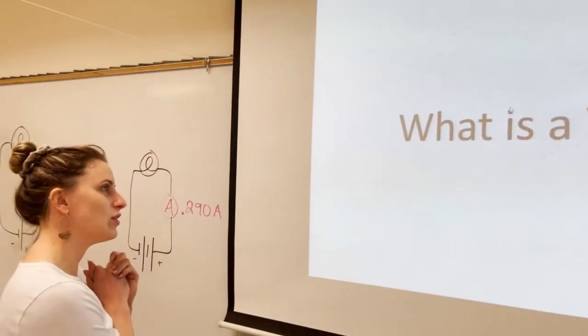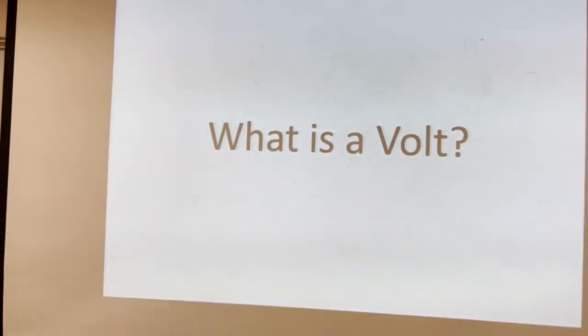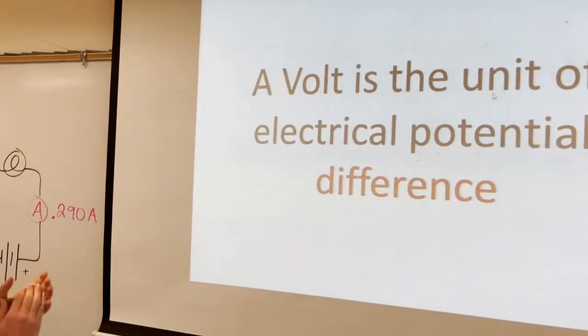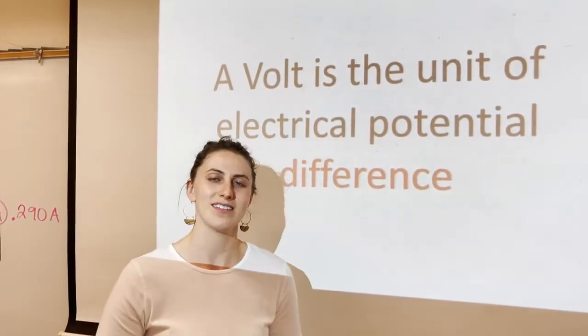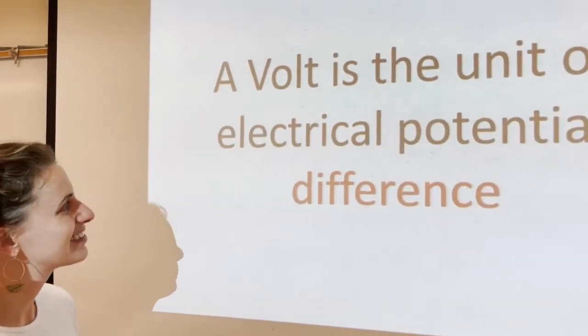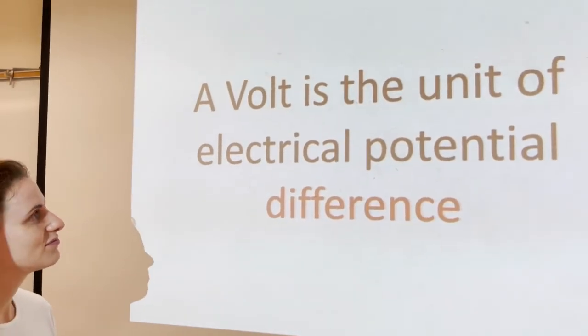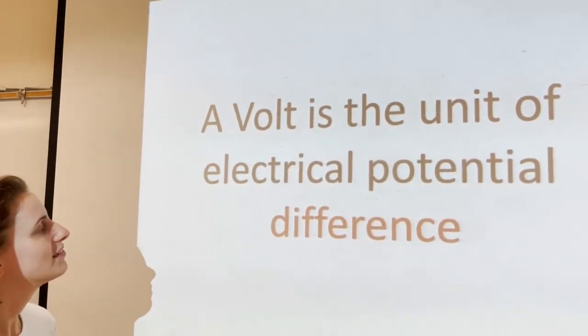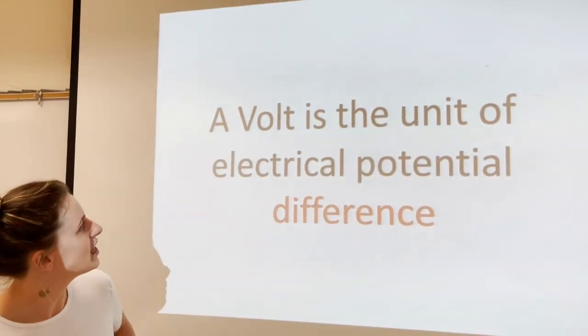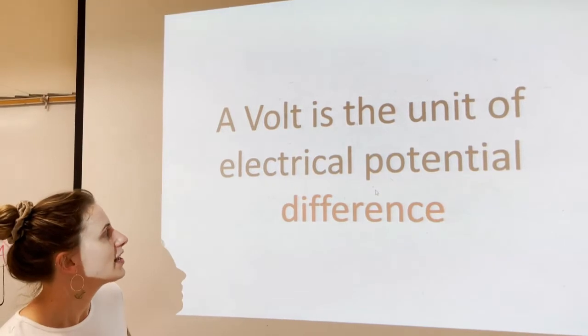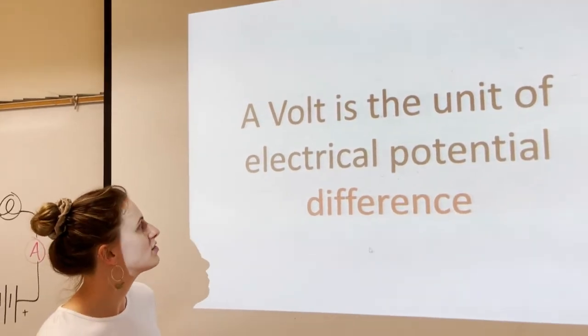What is a volt? Okay, so a volt is the unit of electrical potential difference. We saw this in the previous unit on the electrical field. I'll tell you on the next slide. So it is the electrical potential difference, kind of like gravitational potential difference.